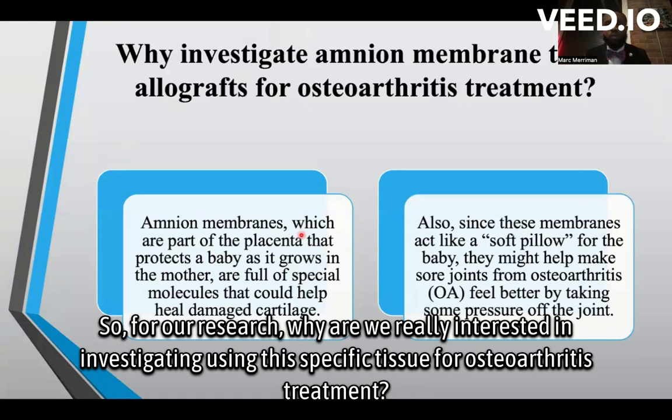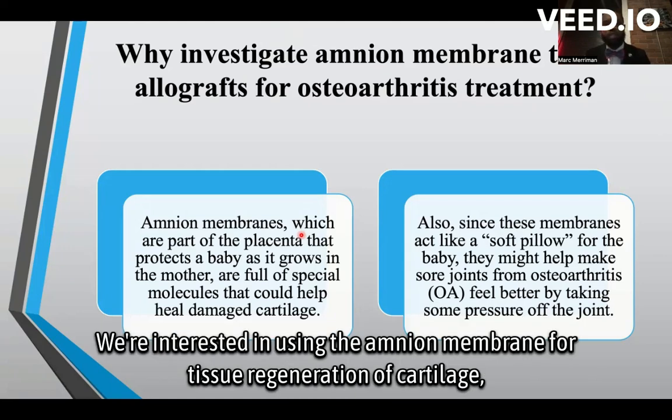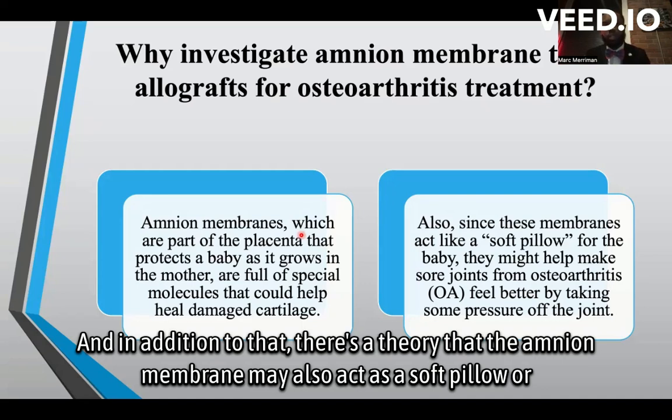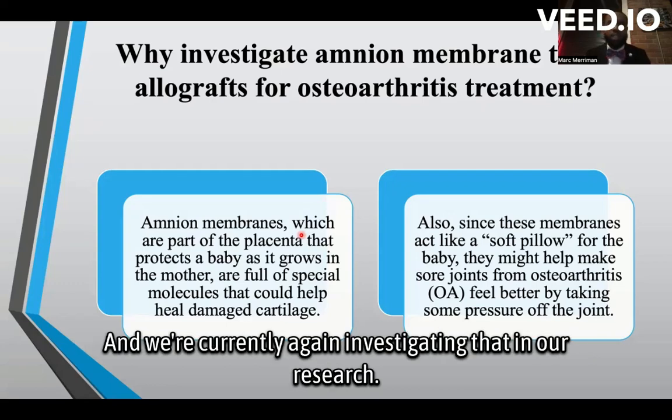So for our research, why are we really interested in investigating using this specific tissue for osteoarthritis treatment? And that can also be answered in two parts. We're interested in using the amnion membrane for tissue regeneration of cartilage, specifically because it has a number of regenerative molecules that have proven to be able to help heal damaged cartilage. And in addition to that, there's a theory that the amnion membrane may also act as a soft pillow or soft surface to reduce the amount of pressure within the joint. And we're currently, again, investigating that in our research.